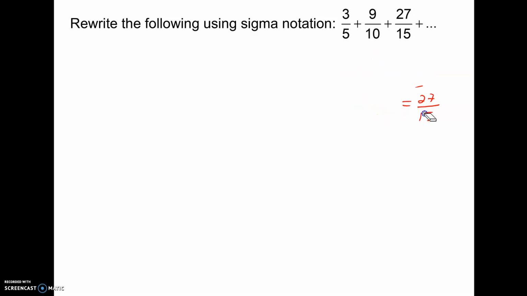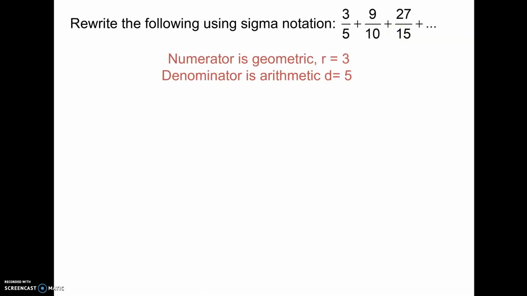So let's take a little closer look. Now, if you look at the numerator, it looks like powers of 3, right? 3 to the first, 3 to the second, 3 to the third. The bottom, these are multiples of 5. So the numerator is geometric and the denominator is arithmetic, where multiples of 5 are adding 5. Okay, so you can use your explicit formulas for geometric and arithmetic.